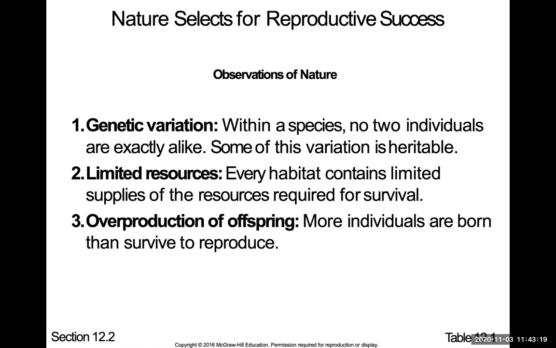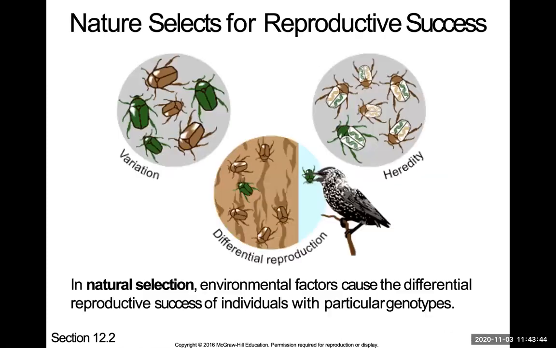If we were just clones of each other, what would have happened during coronavirus? We would have the same effects. If it was able to kill a few, it would wipe us all out, right? Now, limited resources. So every habitat contains limited supplies of resources required for survival. In this case, it was the birds that were eating the insects.